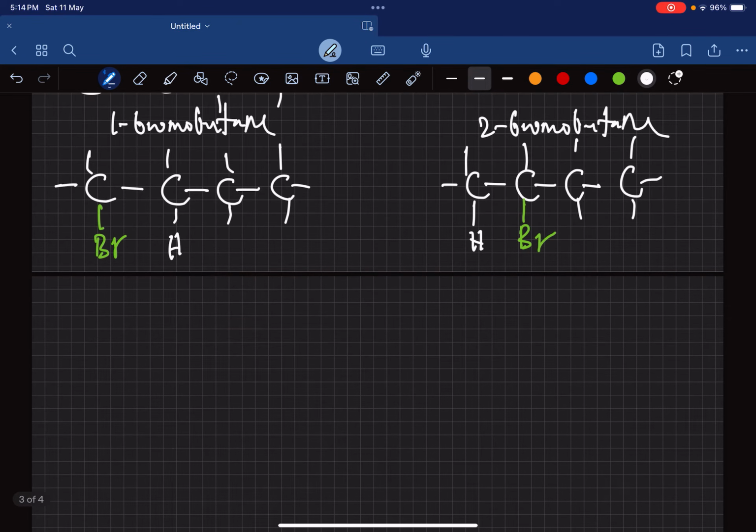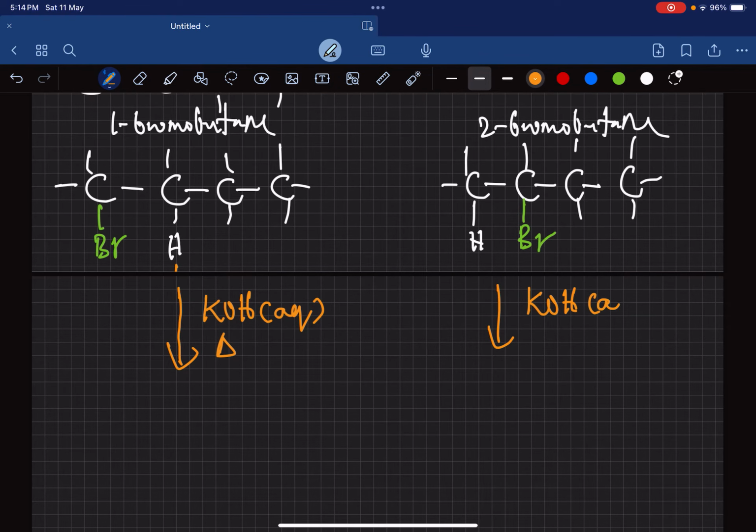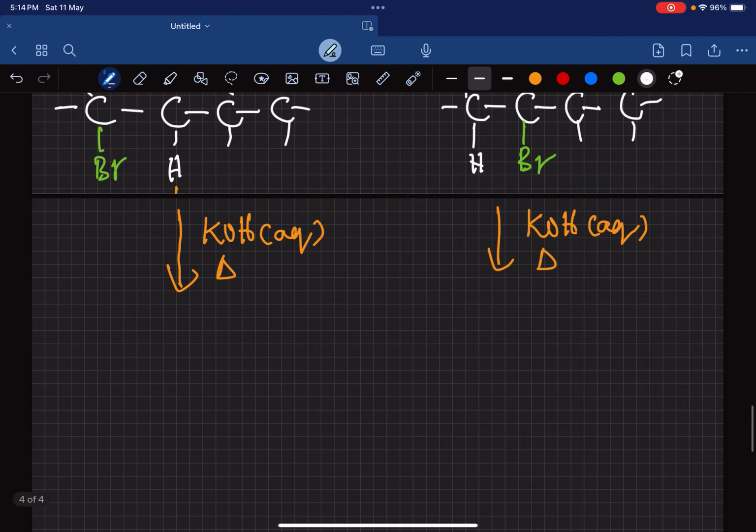Now what happens is you can carry out this reaction. You can react this whole thing with aqueous potassium hydroxide, an alkali, right? You can boil this. Same here. You can boil this with potassium hydroxide, alkali, boil. You can also use sodium hydroxide. Does not matter. So what will happen now is you will get what?